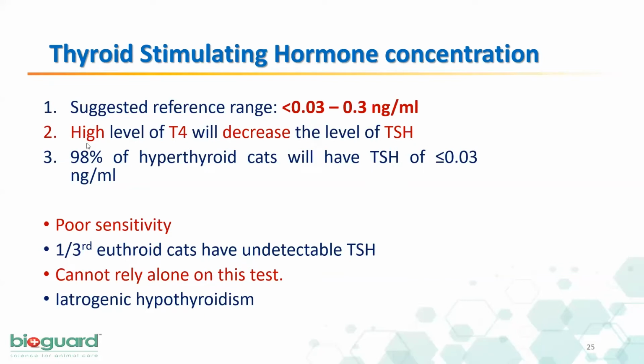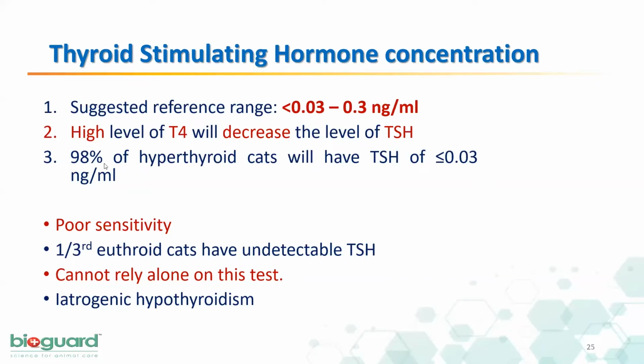So when there is an abnormality in the thyroid gland, where usually there are high levels of T4, it should naturally decrease the levels of TSH. The suggested reference range for TSH is 0.03 to 0.3 ng per ml, nanogram per ml.